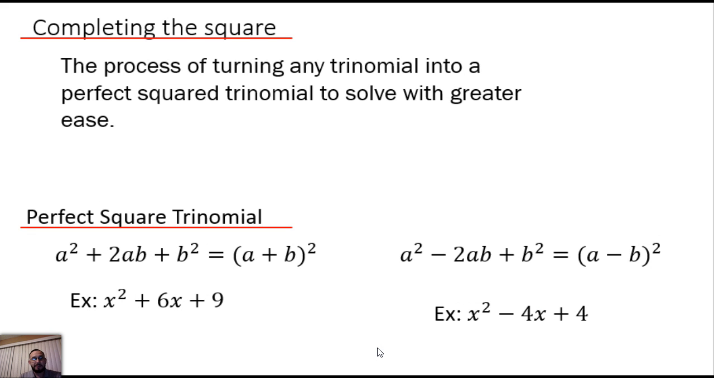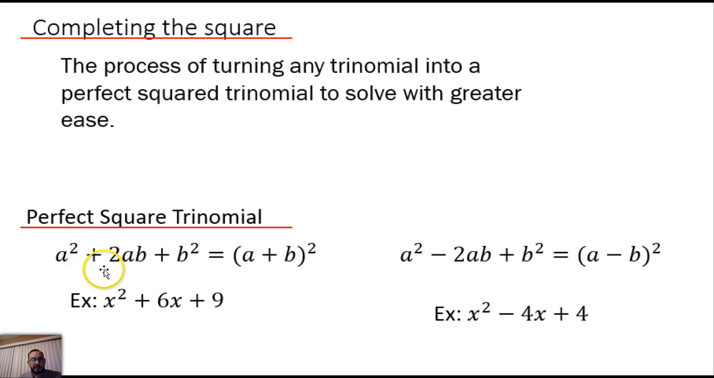We start off with a definition. In your notes, you should copy this definition down in your vocab logs or in your index. Completing the square is the process of turning any trinomial into a perfect square trinomial to solve with greater ease. Again, it's the process of turning any trinomial into a perfect square trinomial to solve with greater ease.